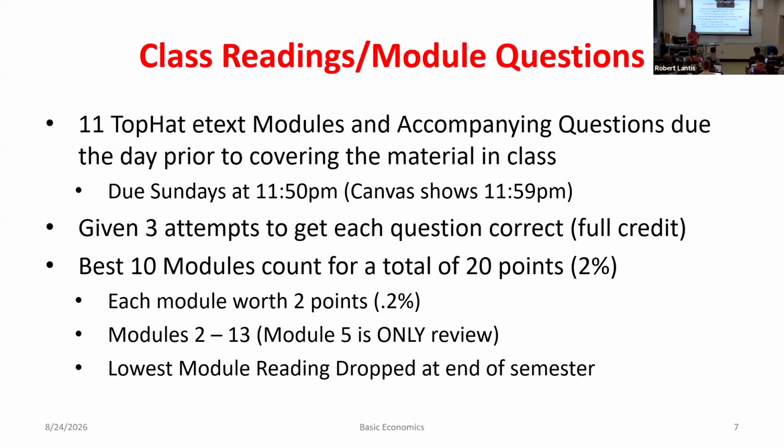With the exception of around those exam dates, we won't really have any material that week, so we won't have a module. So in total, we'll have 11. I'll drop your lowest module reading at the end of the semester, similar to those quizzes. It's not going to show up on Canvas until we get to the end of the semester and I'll drop the lowest. But you'll be able to see this going into the final.